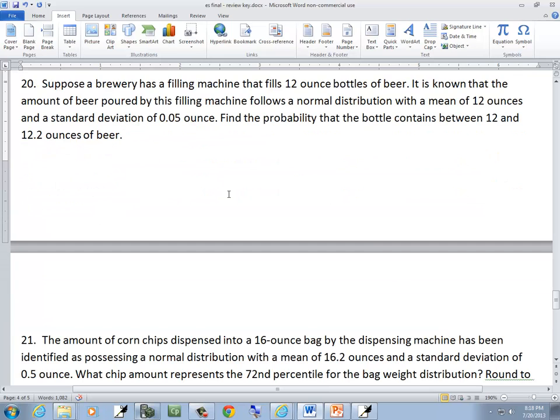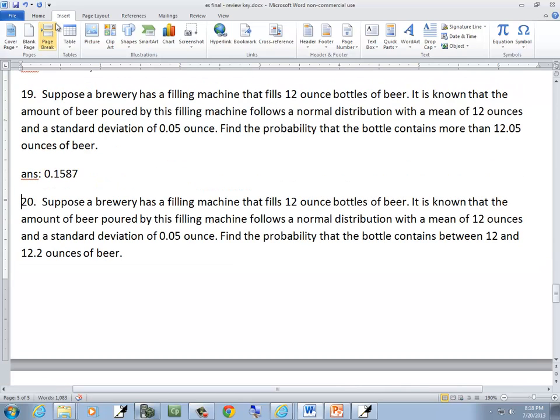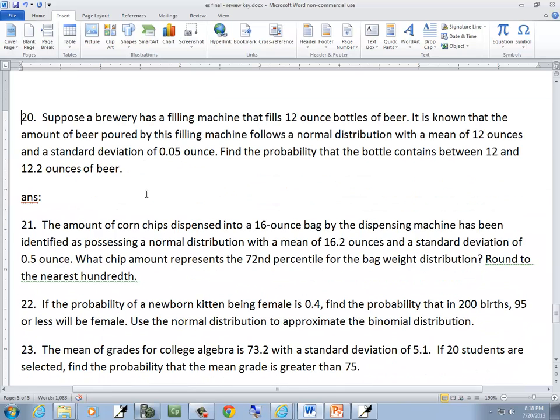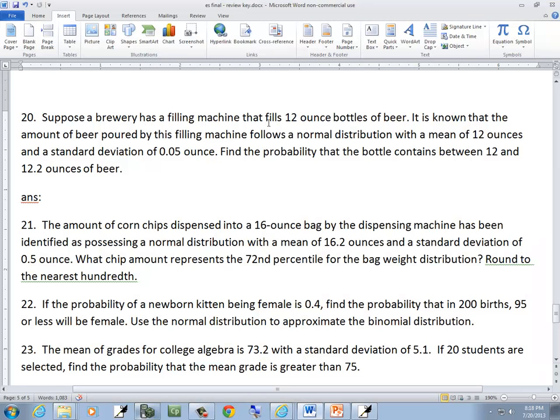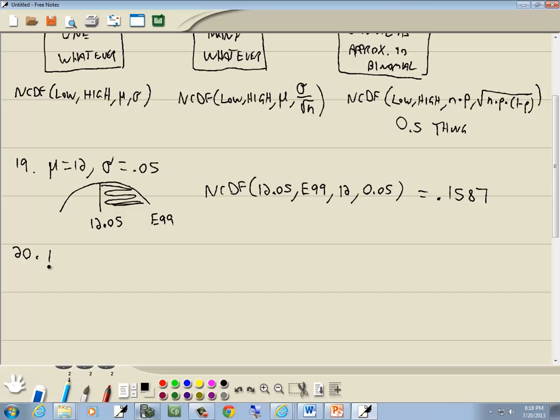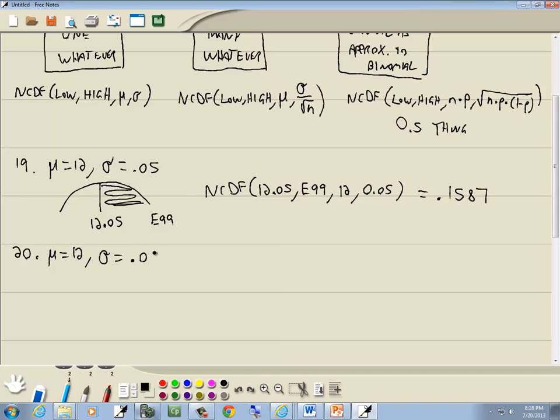Okay, let's look at number 20. And actually, let me start that on a new page. Insert page break. There we go. Guess I should be saving this. Suppose a brewery has filling machines that fill 12-ounce bottles of beer. It is known that the amount of beer poured by this filling machine follows a normal distribution. There's our key word. With a mean of 12, and a standard deviation of 0.05.